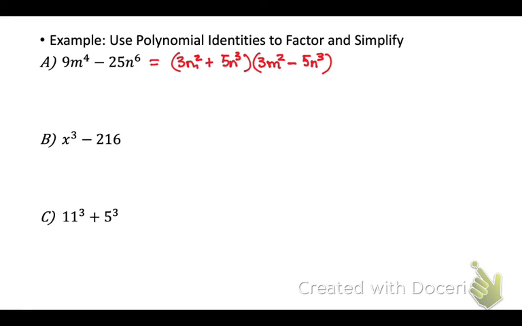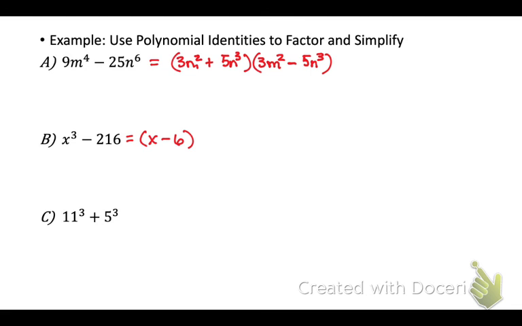Now, if I needed to set those equal to 0 and do all I could, I would go from there, but they aren't linear, they're cubic, so you'd have to go for other things. Okay, x cubed minus 216. I see an x cubed, I'm hoping that 216 is a perfect cube. Is it? Yes. The cube root of 216 is 6. So it's x minus 6. That's my starting point.